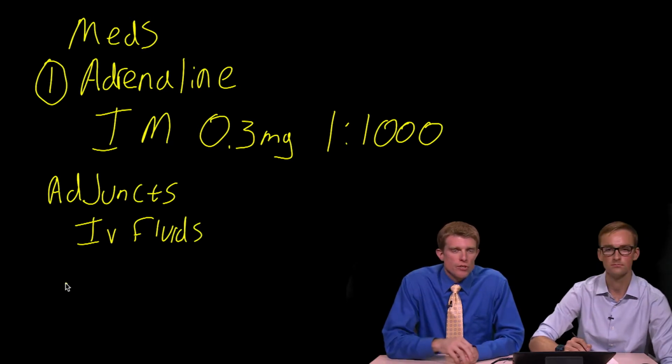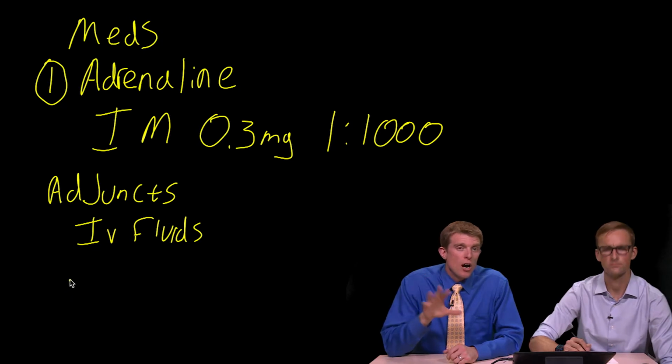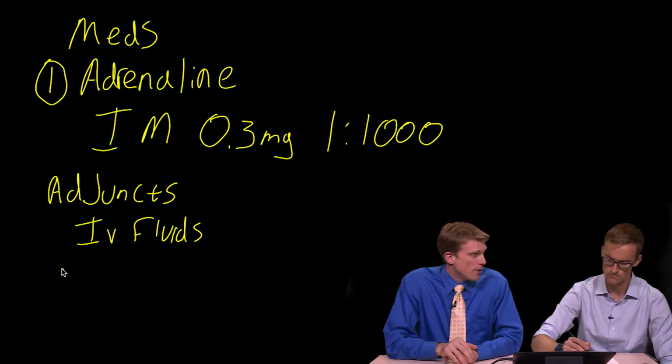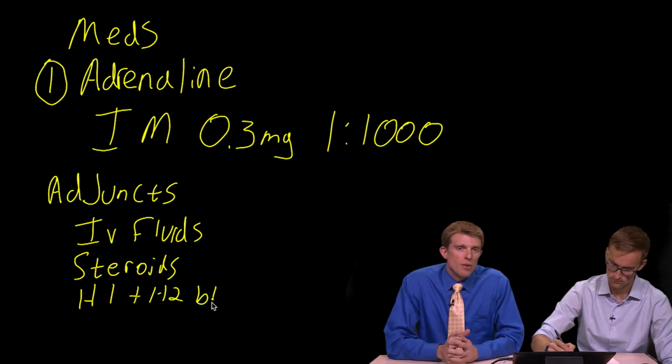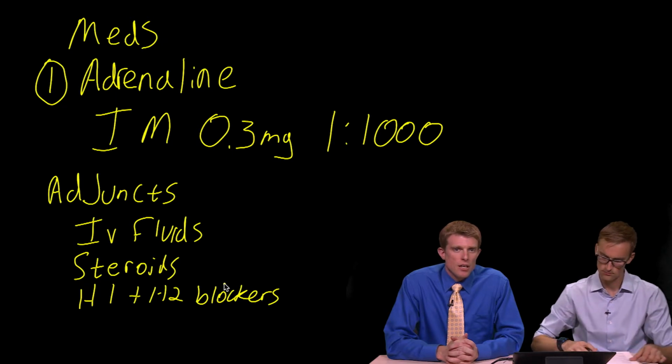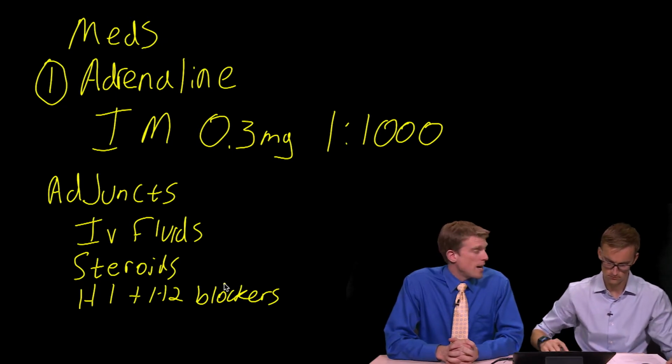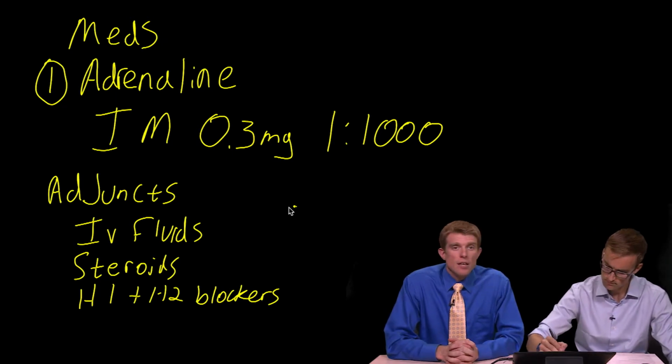But as far as the adjunctive medications that you're going to be giving that are targeted more towards an allergic reaction rather than the patient's shock, it's going to be things like steroids, antihistamines, so H1 and potentially H2 blockers would be the big ones. Some people, if the patient is on a beta blocker, they might also add a glucagon to that patient's management.